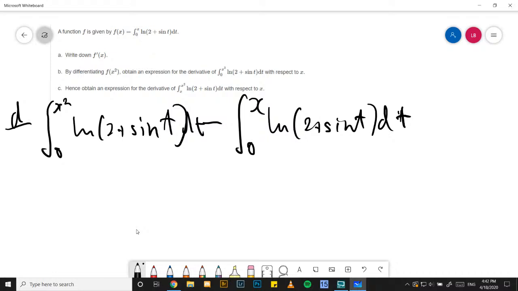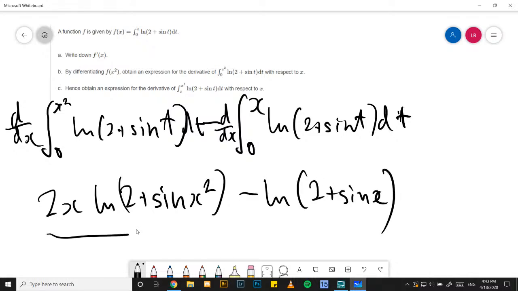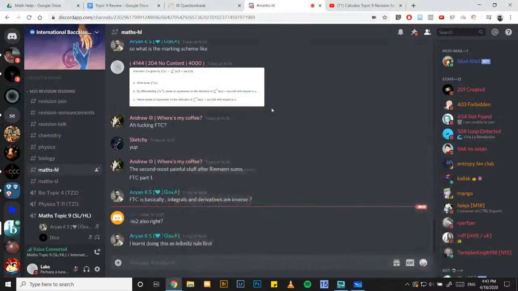And then we can differentiate. So d/dx of this, d/dx of this. The d/dx of this we've already shown before is 2x ln 2 plus sine x squared. So we just showed that in part B. And minus whatever this is, we've also shown that in part A, so that's just minus ln 2 plus sine x, and that's your expression for the derivative. So that's how that works, and that's perfect. If you have any questions about that, you can ask.